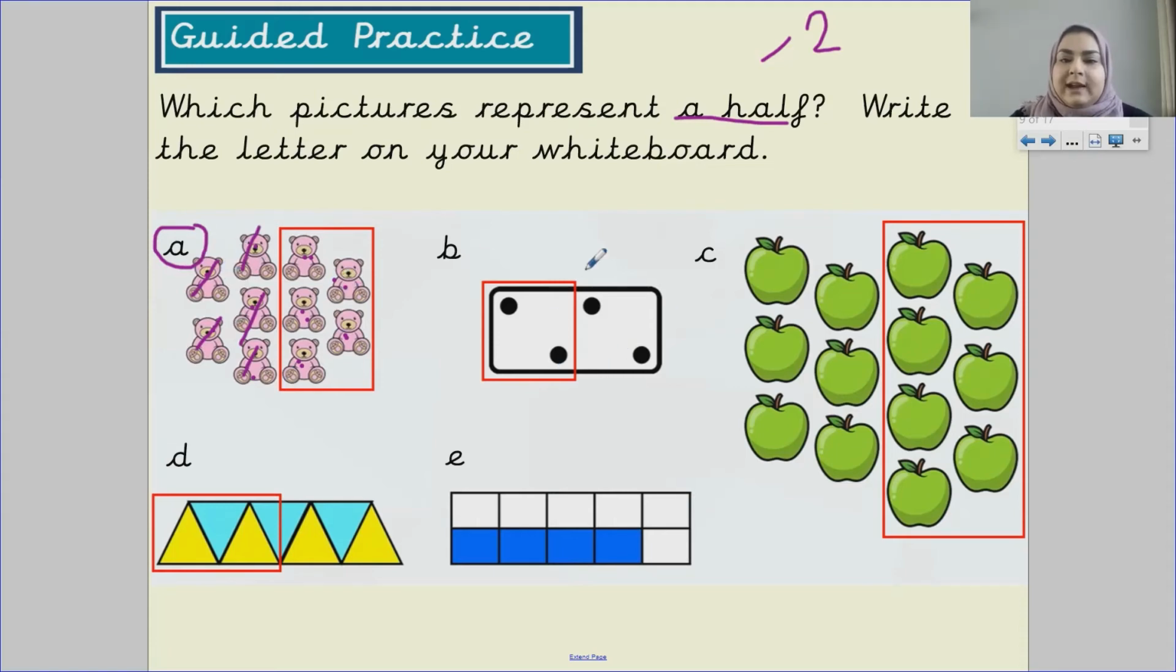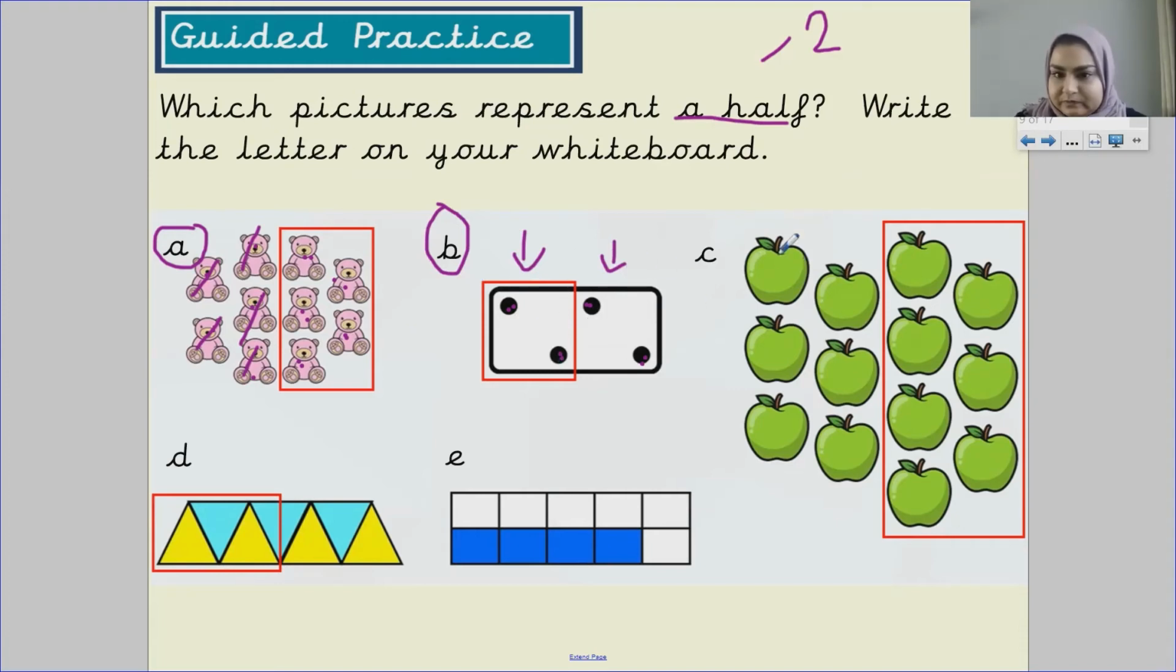Now if I look at B, I have a picture of a domino, and on that domino I have 1, 2, 3, 4 dots. That's part 1 and that is part 2. In part 1, I have 1, 2 dots. In part 2, I have 1, 2 dots. So this picture over here, B, is representing half because they are equal on both amounts.